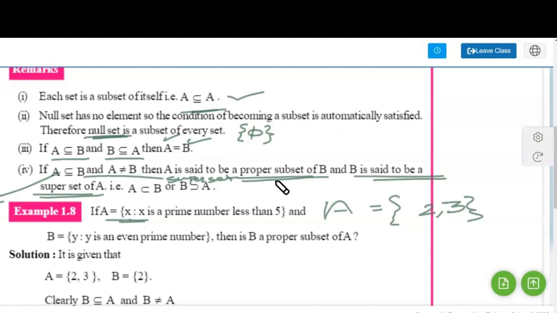Next one is B. Y is an even prime number. So what number is that? B set is for 2.